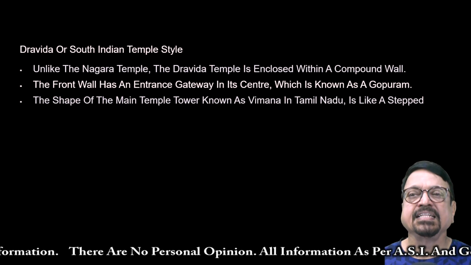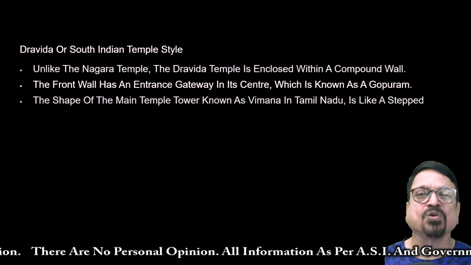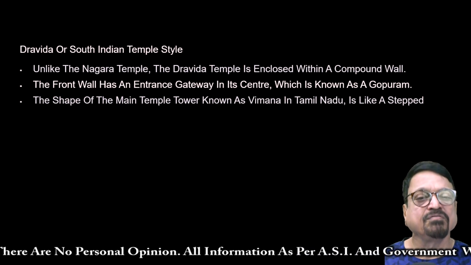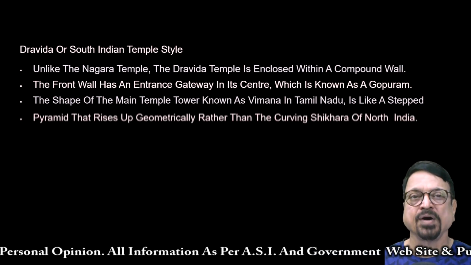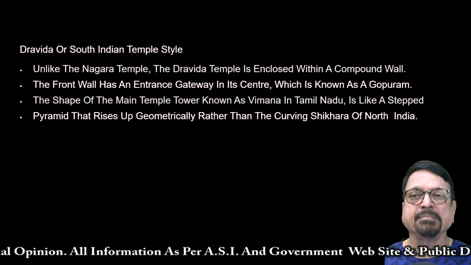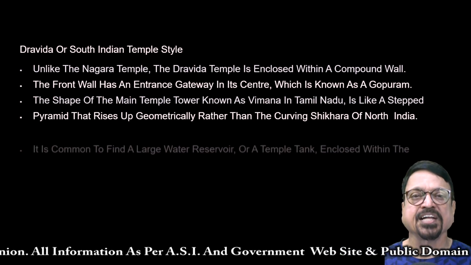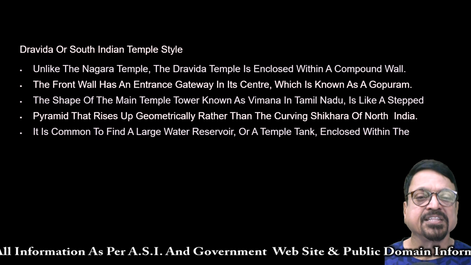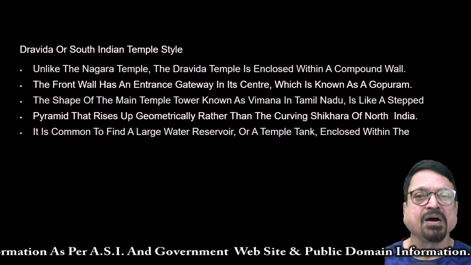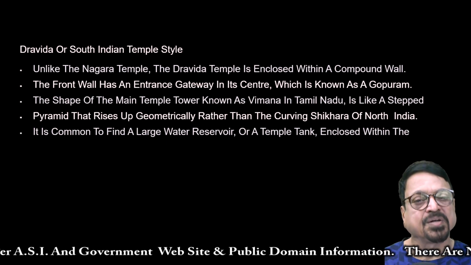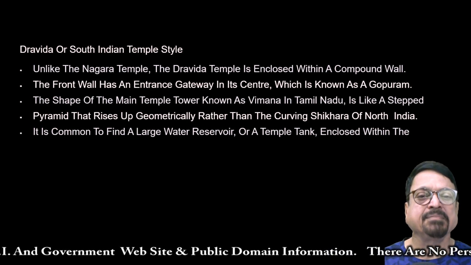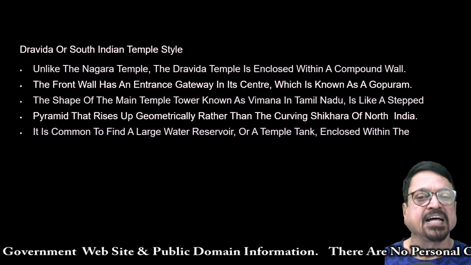Then the shape of the main temple tower is called Vimana, which started from Tamil Nadu and subsequently spread all over. It is a stepped pyramidal structure that rises geometrically rather than curving like the Nagara style. It is commonly found near a large water reservoir, or it can have a pushkarani around.